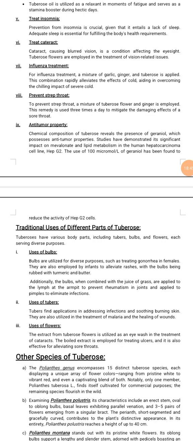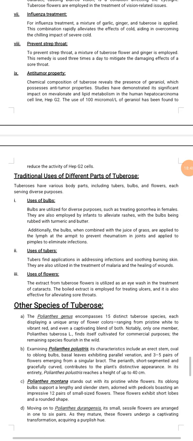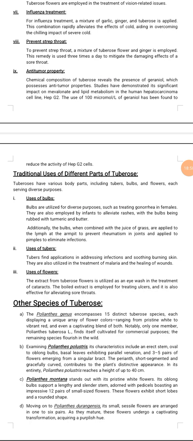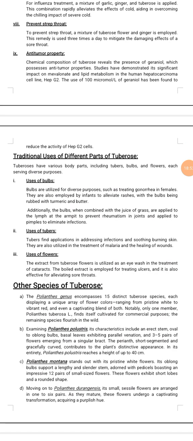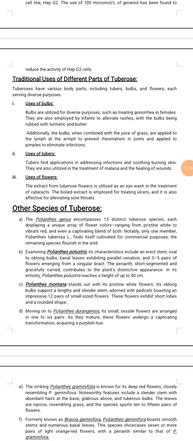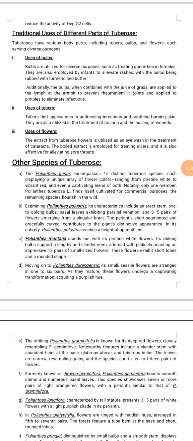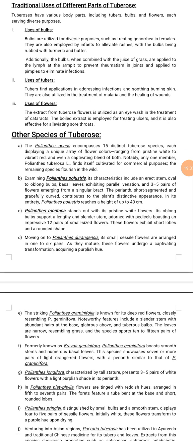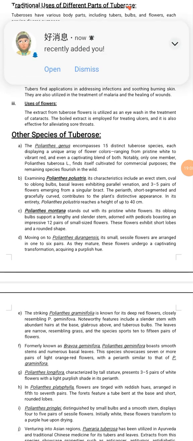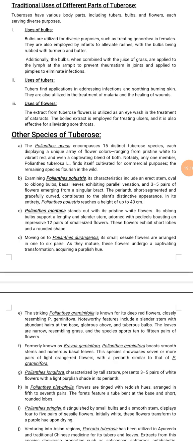It will treat the cataract. It is also used for influenza treatment and to prevent strep throat, and it has anti-tumor properties. It is also used in all these. Traditional use of the different parts of tuberose: the tubers are utilized for diverse purposes such as treating gonorrhea in females. They are also employed in infants to alleviate rashes, and the tubers are also used in addressing infections and soothing burning skin.